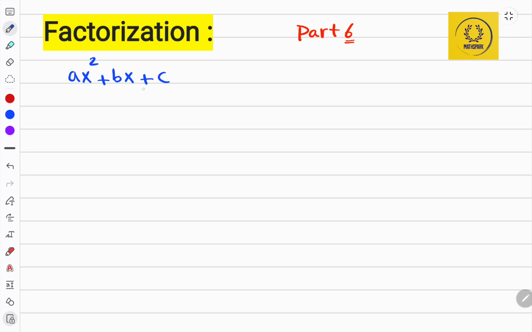Factoring a quadratic expression in this form can be more complicated when a is not 1, or is not a common factor to factor out, or even a perfect square. One practical strategy is factorization by splitting the middle term. For example, we have 8x squared plus 22x plus 15.